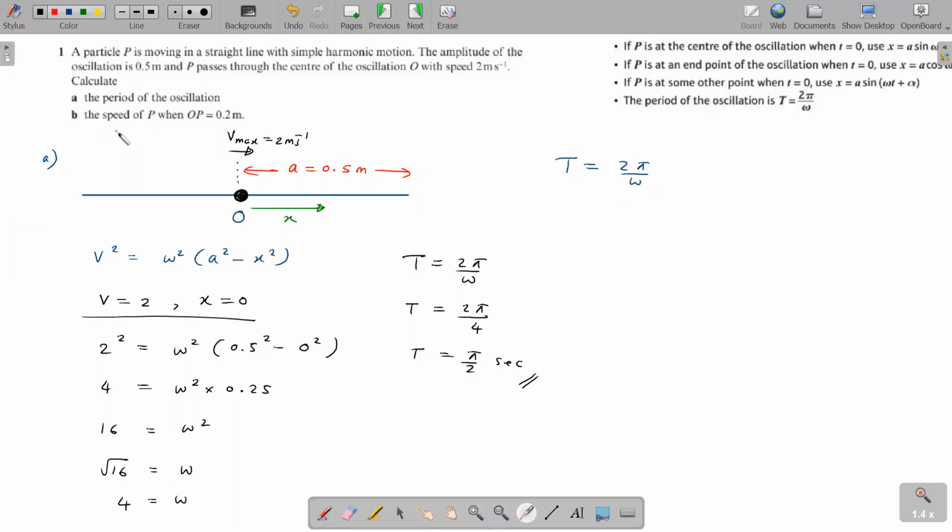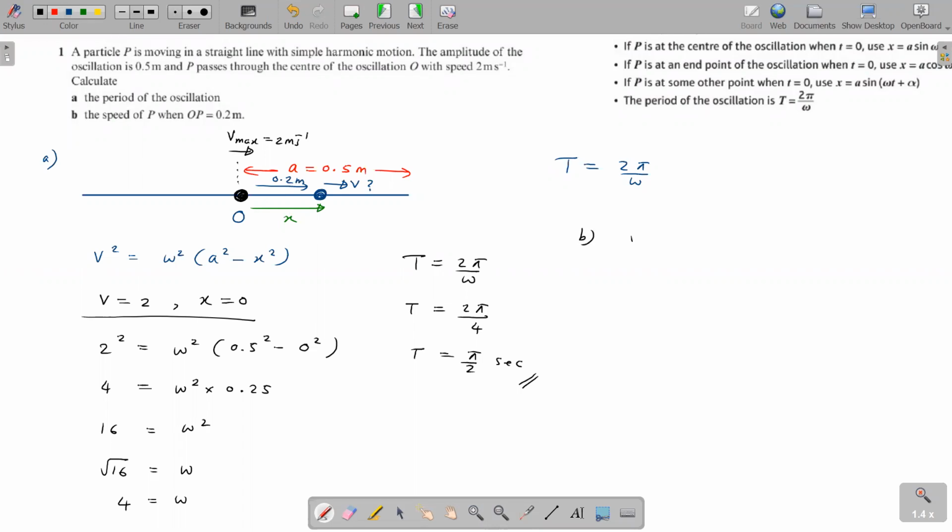Part B, they ask you to find the speed of the particle when OP is 0.2 meters. So obviously OP is 0.2 means you have moved the distance of 0.2, when x is 0.2, right? So when you have moved the distance of 0.2, they are asking you for the velocity. How do you get the speed? Basically, in the sense of the speed, we just need the magnitude of it. So how do you get the speed?